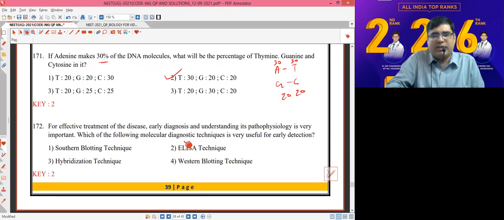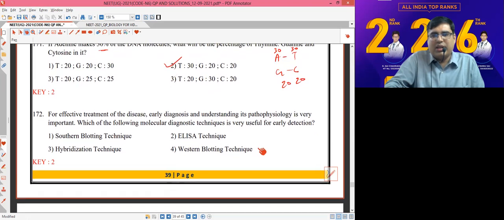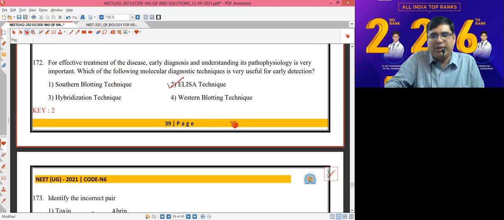For effective treatment of disease, early diagnosis and understanding its pathophysiology is very important. Which of the following molecular diagnostic techniques is very useful for early detection? It is the ELISA technique. It is again given in the NCERT only.